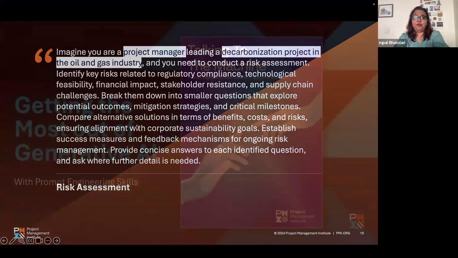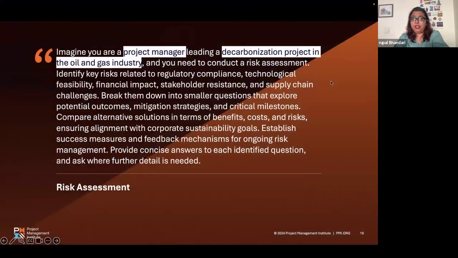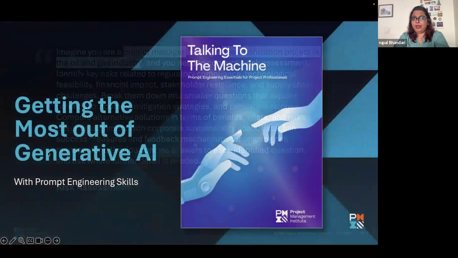Okay, so the last prompt we have is, imagine you're a project manager leading a decarbonization project in the oil and gas industry. You need to conduct a risk assessment, identify key risks related to regulatory compliance, technical feasibility, financial impact, stakeholder resistance, supply chain challenges, etc. Break them down into smaller questions that explore potential outcomes, mitigation strategies, and critical milestones. Compare alternative solutions, give me details of cost, risks, etc. So that's my prompt. I'm telling it to do all of these various things.